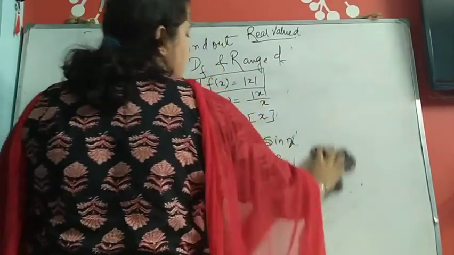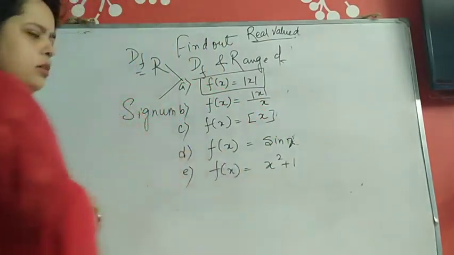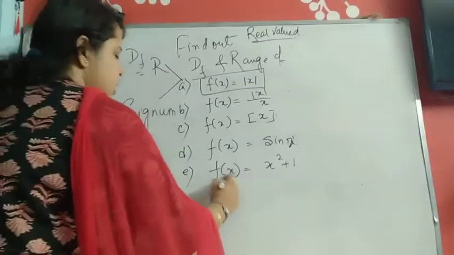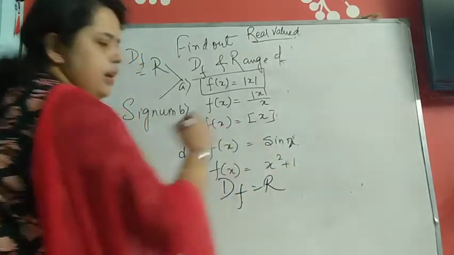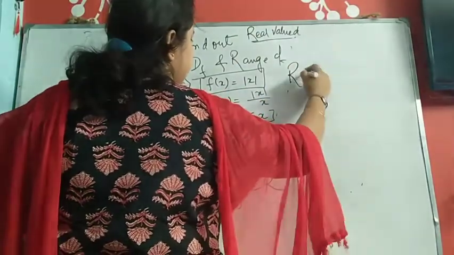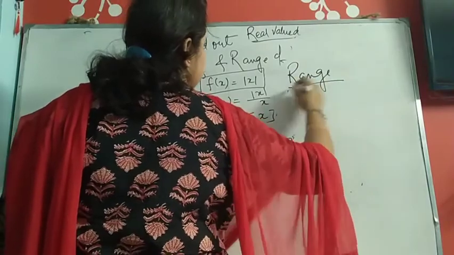Okay. Now x square plus 1. This is also understood. There is a square function, so the answers are always positive. So the domain can be any real number. We don't have a problem with that. But what about the range? Let's calculate the range of x square plus 1.